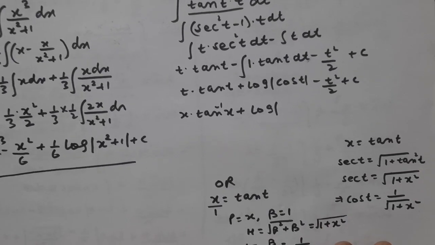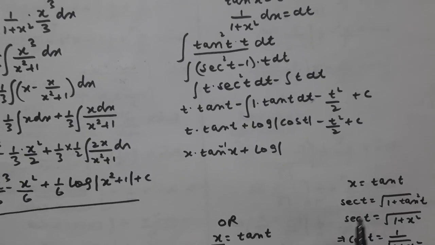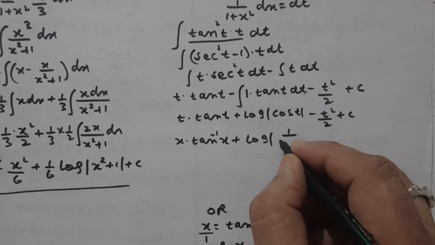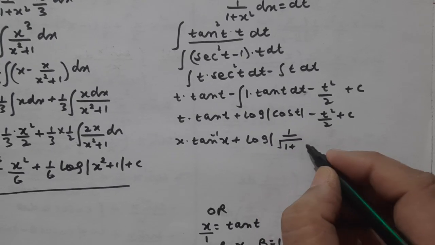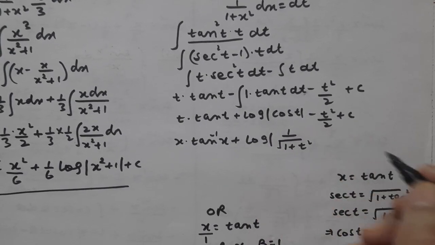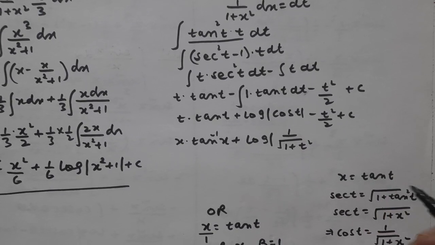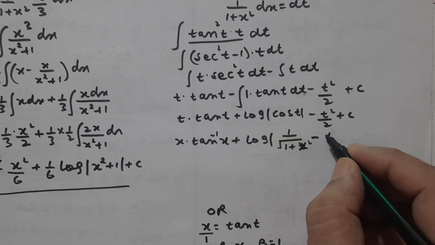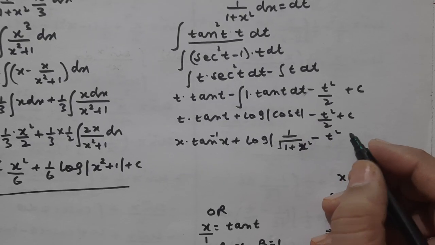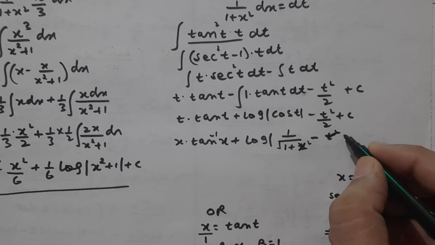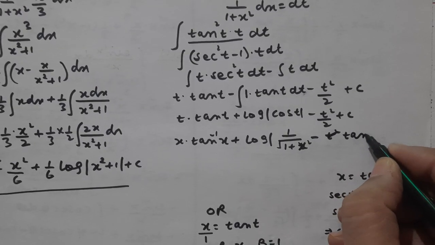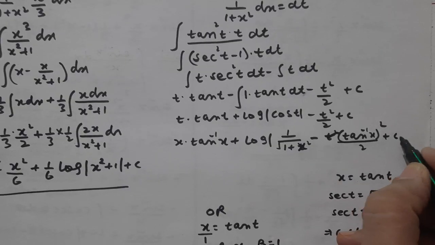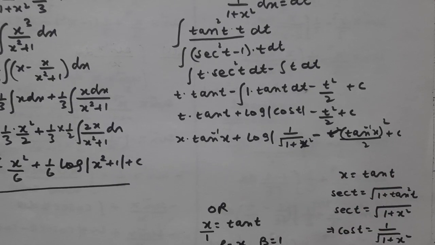We can use either of the two. So now here in place of cos t we put 1 upon under root 1 plus x square, and t is tangent inverse x, so here we write tangent inverse x whole square upon 2 plus c. So students, this is the answer.